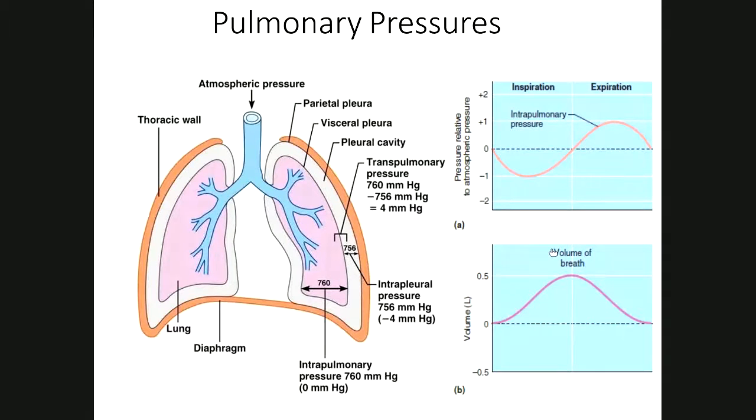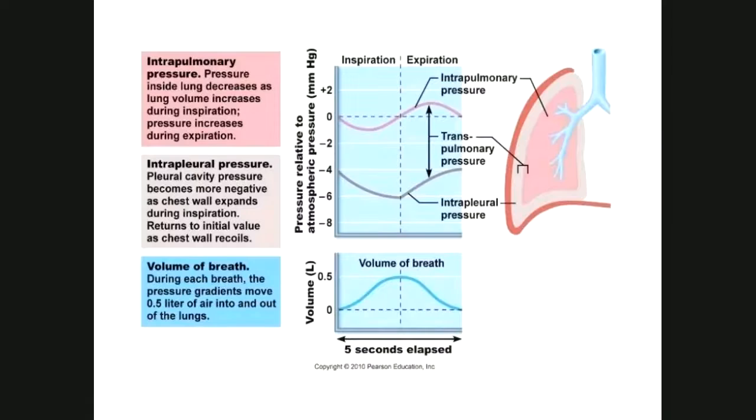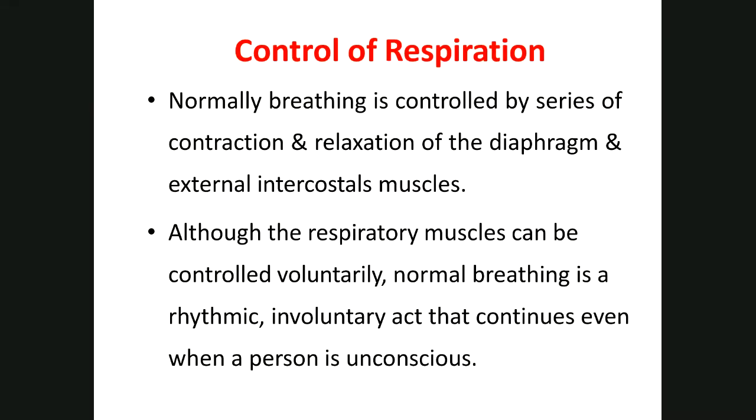So here this figure shows you the whole thing together, shows you the change of the pressure during inspiration and expiration. You can see here the alveolar pressure relative to the atmospheric pressure. So it is -1 during inspiration, +1 during expiration. And here in inspiration, ½ liter in, and during expiration, ½ liter out. So this is again the same thing, so we're not going to explain it.